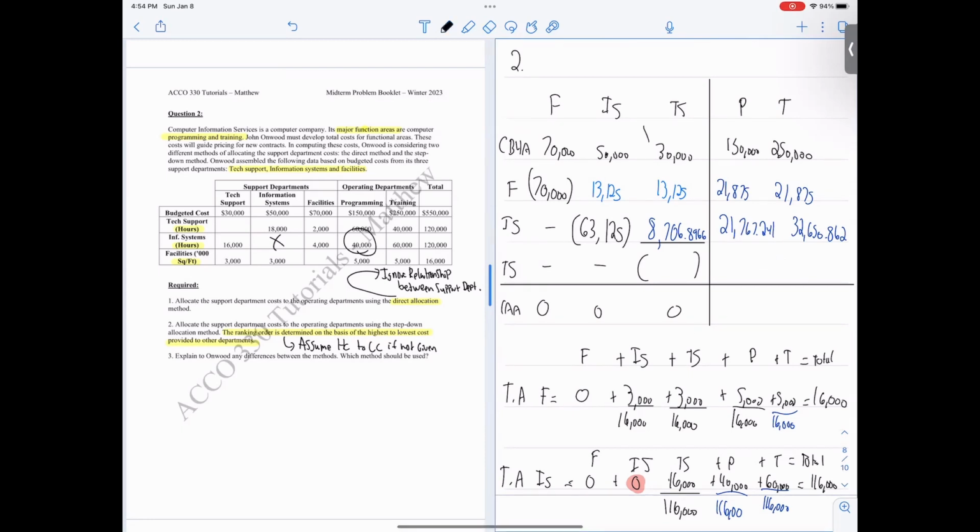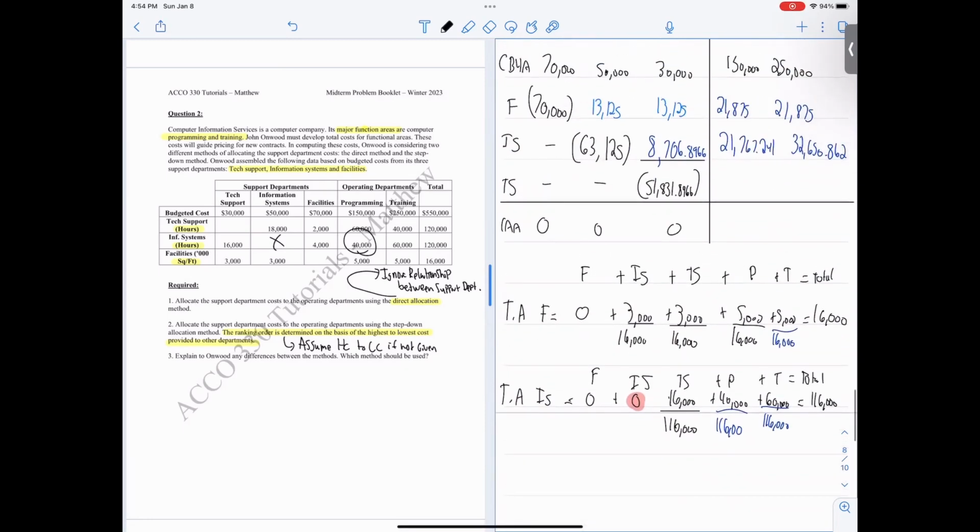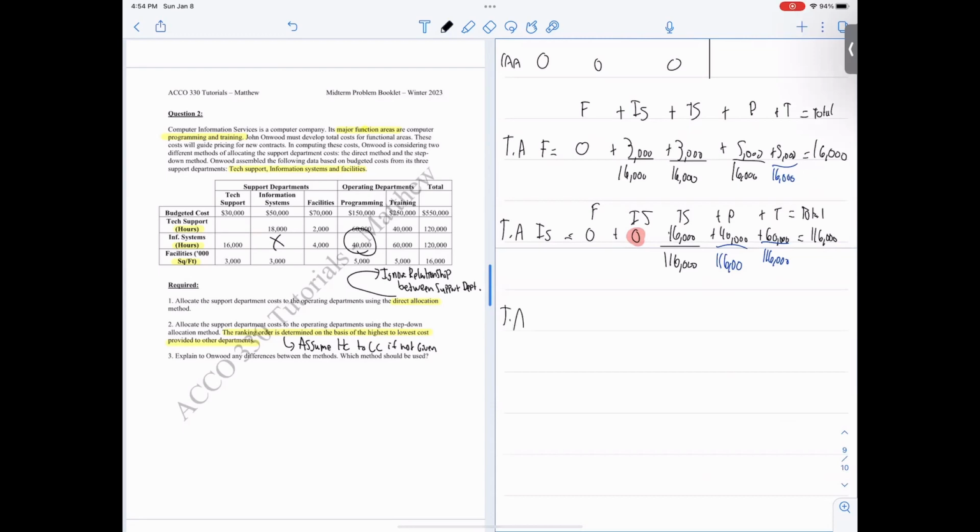So we have $30,000 in cost before allocations for tech support. Then we receive 13,125 from facilities, then 8706.8966 from information systems. So that leaves us at $51,831.8966. That is the cost that we're going to allocate here. So when we know the amount that we're going to have to allocate, because we added up everything, we now have to figure out what is our total allocation for tech support.